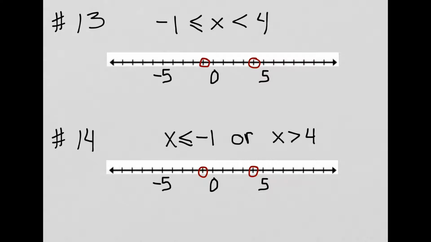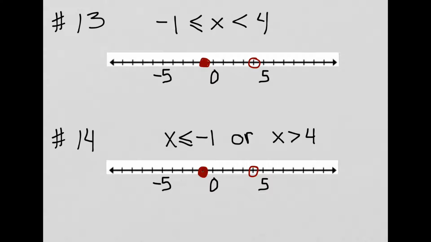Now I notice that there's an equal to sign on the -1, so it could equal -1. I'm going to color that in because it might equal. It's less than or equal to. All right, so that's that. Now on number 13, just looking at the compound inequality, x is literally between -1 and 4.